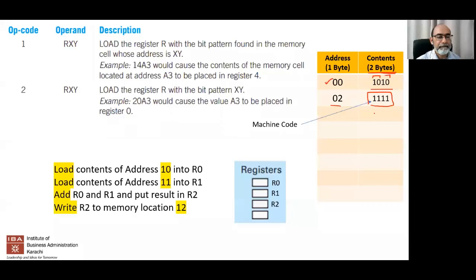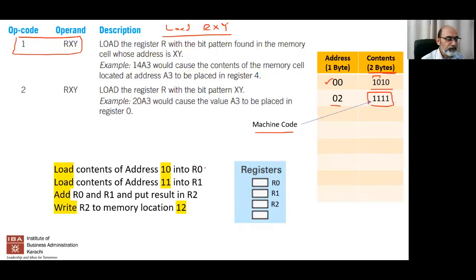Okay. So this 1111 or 1010 would be referred to as machine code because it's all in binary or in hex. But if you were to write it as, for example, load RXY, then it could be considered symbolic notation. So we'll refer to it in both ways. Now, we've got the first two instructions done.